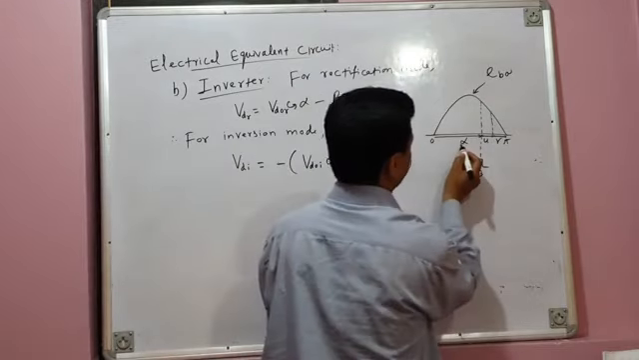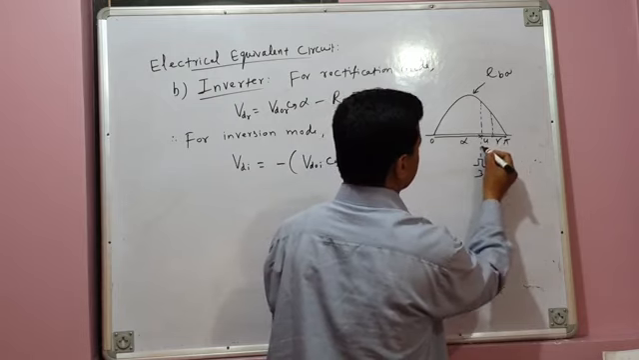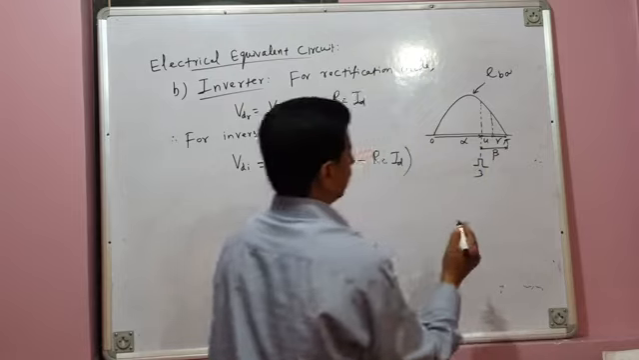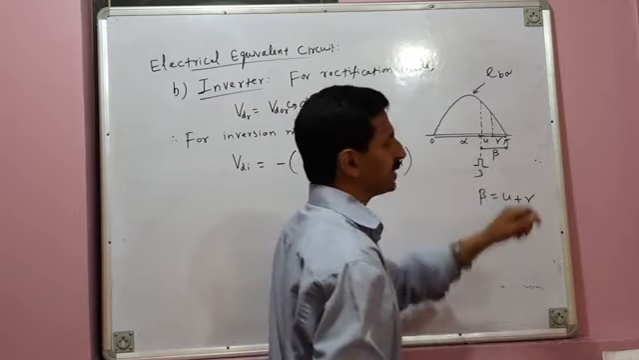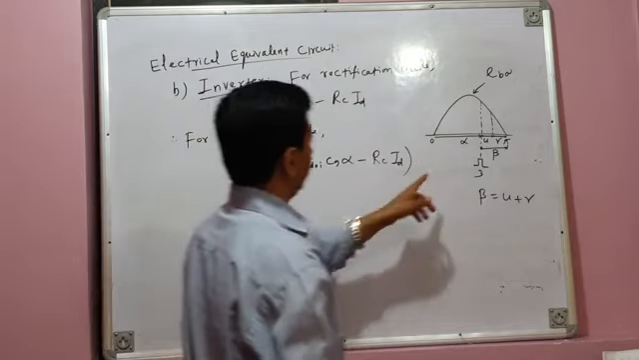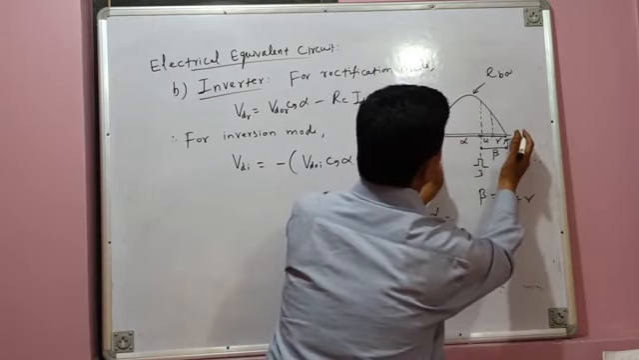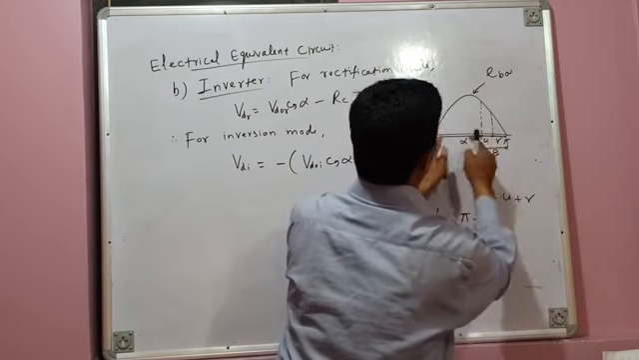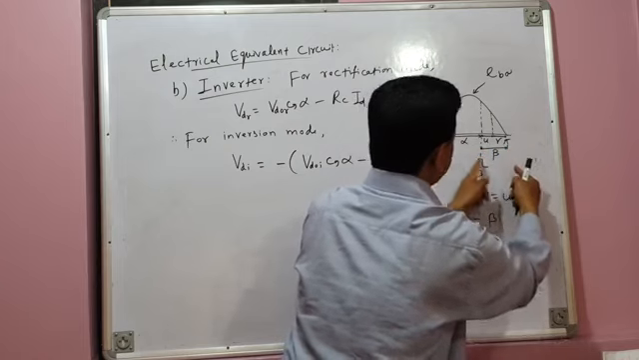Now alpha is firing angle or delay angle, U is overlap angle, and gamma is extinction angle. This U plus gamma is called beta. So what is beta? Beta is U plus gamma. It is overlap angle plus extinction angle. Now what is this alpha? You can see what is alpha from here. Alpha is, total angle is pi minus beta, isn't it? Alpha is here to here, it is pi minus beta. If from pi you subtract beta, you get alpha.